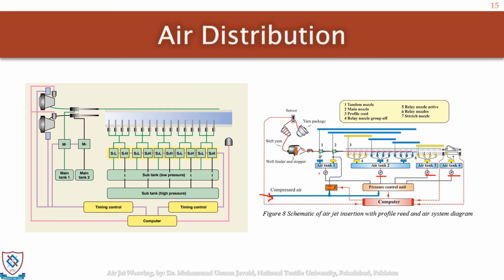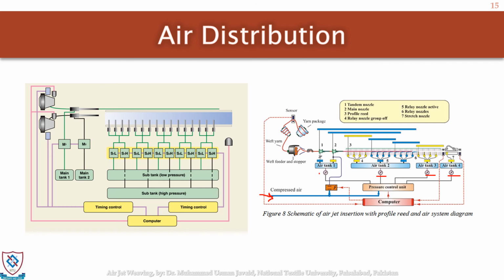So generally the pair of main nozzles will have a separate tank, the sub nozzles would have a separate tank, and the nozzles at the end of the weft insertion would have a separate tank. So this is the general distribution of air.